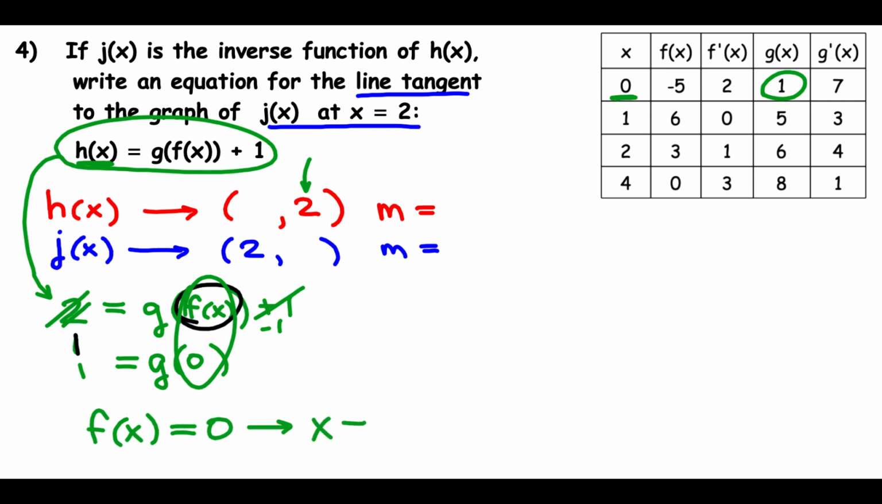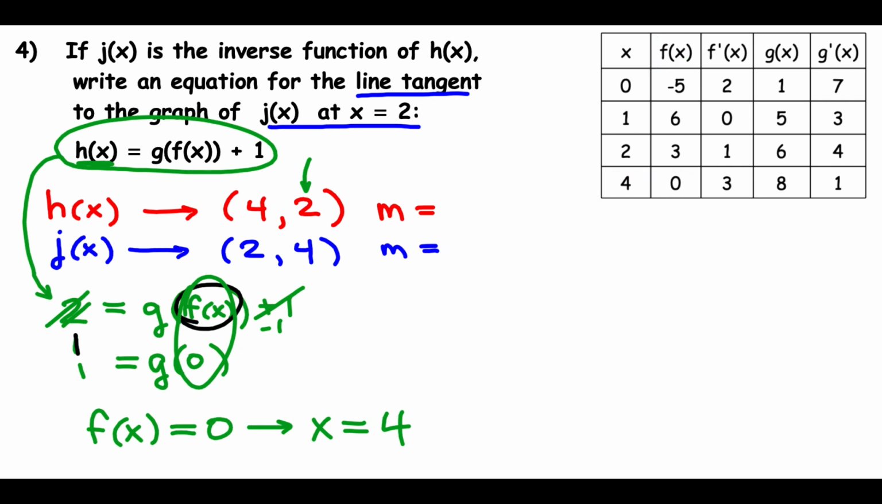So what's x? Well, let's see. Here's f of x, 0. Okay, x is 4. So we've determined that x is 4, which means that h goes through the point (4, 2). And so therefore the inverse j must go through the point (2, 4). All right, so we're getting closer.